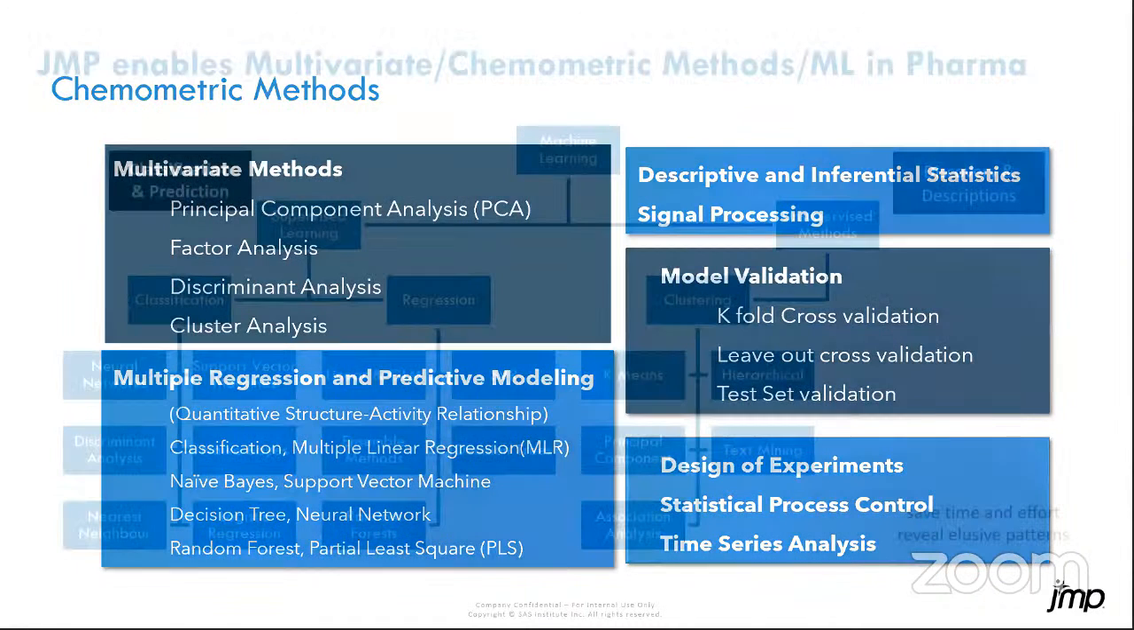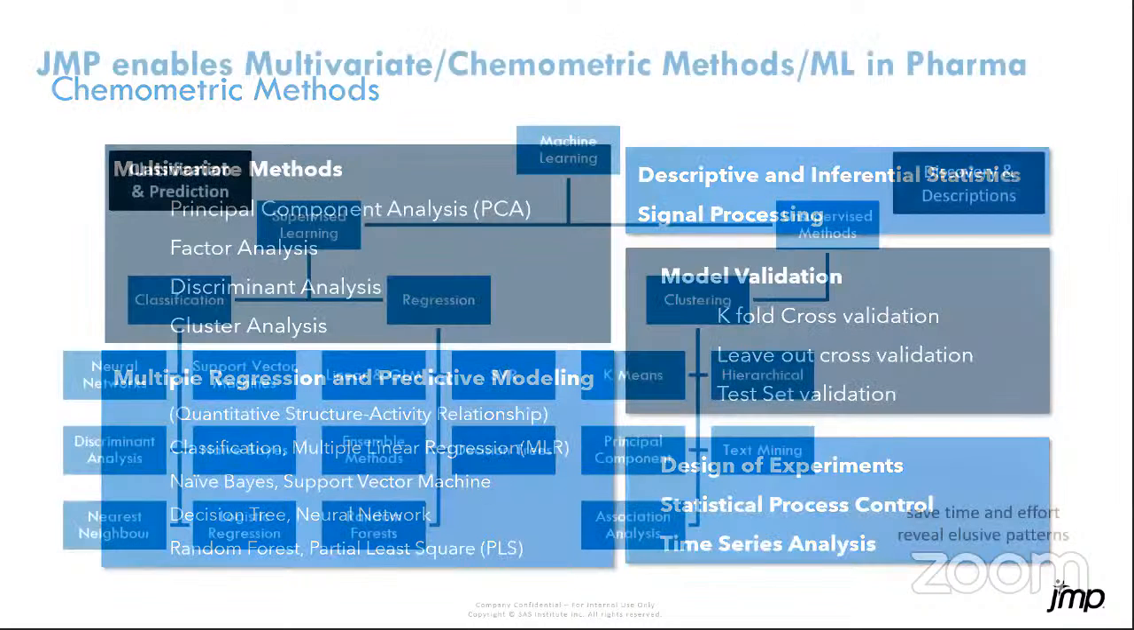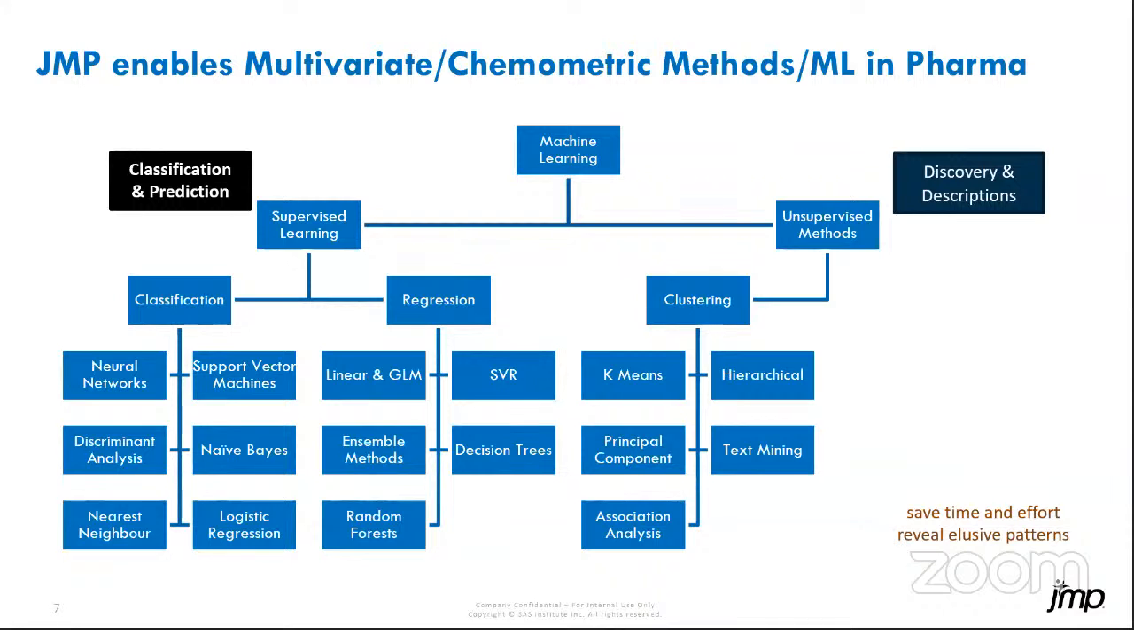Okay, so I've been using the word JMP. It is pronounced as JUMP. I work for the SAS company. JUMP is a product extensively used in pharmaceutical sciences, be it AstraZeneca, Dr. Reddy's, Sun Pharma, you name the pharmaceutical company, all of them use JUMP software. So this is a typical classification of ML, machine learning, or chemometric methods in pharmaceutical sciences.